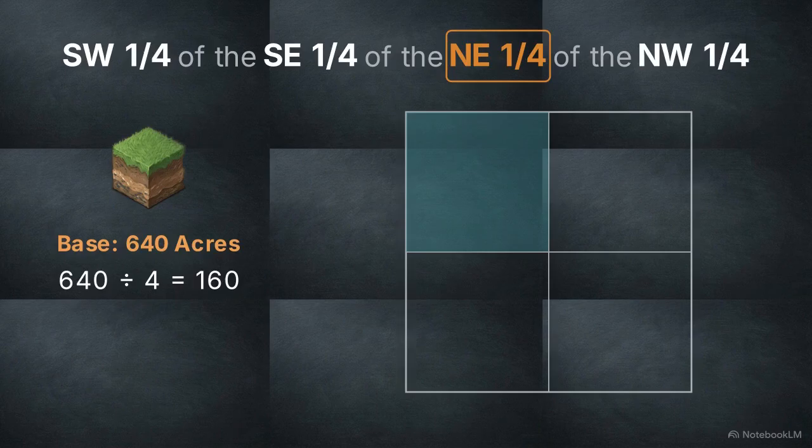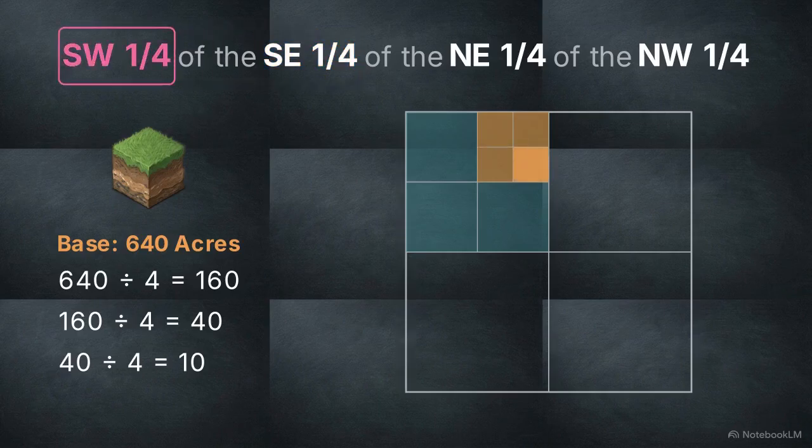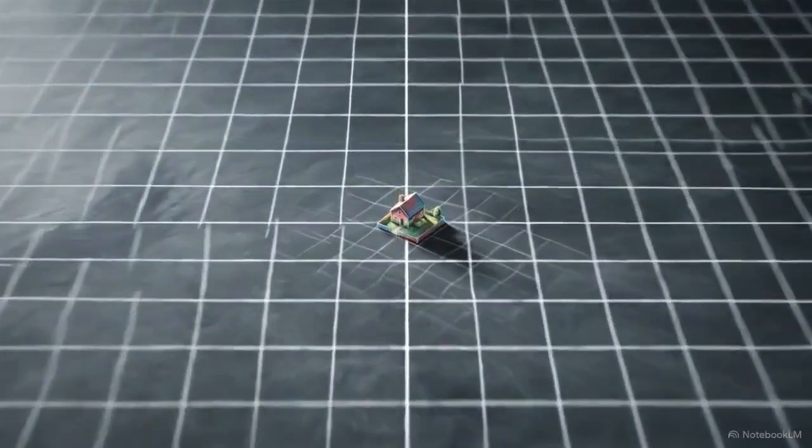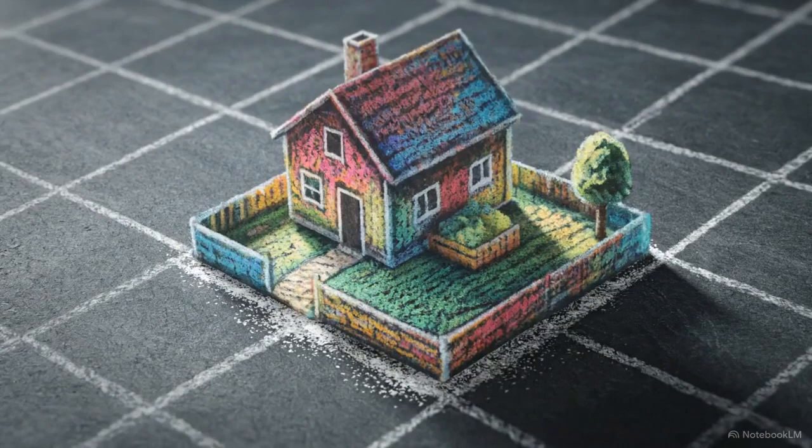Next, move left to the northeast quarter. Take your previous answer of 160 and divide it by this new denominator, 4. Now we have 40 acres. Move left again to the southeast quarter. Divide our running total of 40 by 4, leaving us with 10. Finally, we reach the southwest quarter on the far left. We take our 10, divide by 4 one last time, and find the ultimate acreage of this parcel is 2.5 acres. Reading right to left is the only logical way to calculate this, because you are physically zooming in from a macro square mile down to a micro parcel.